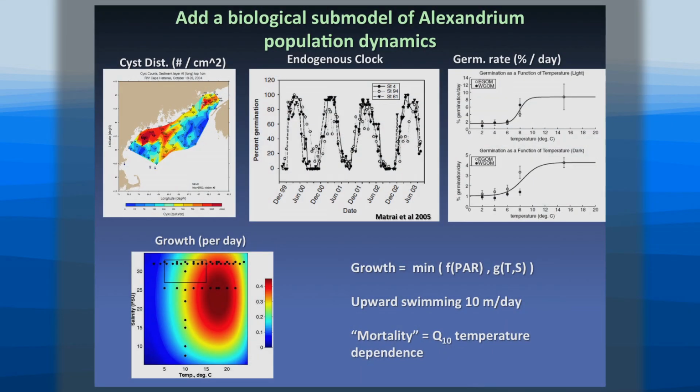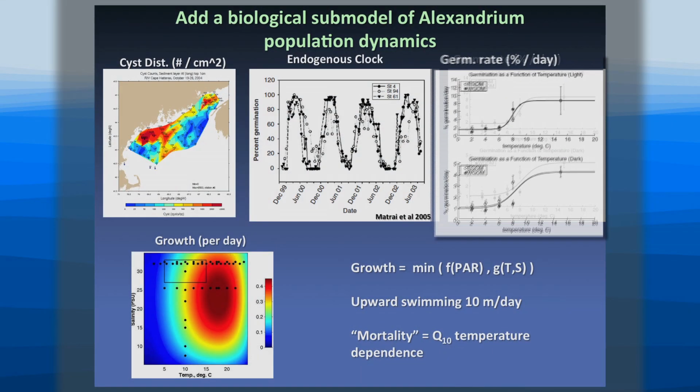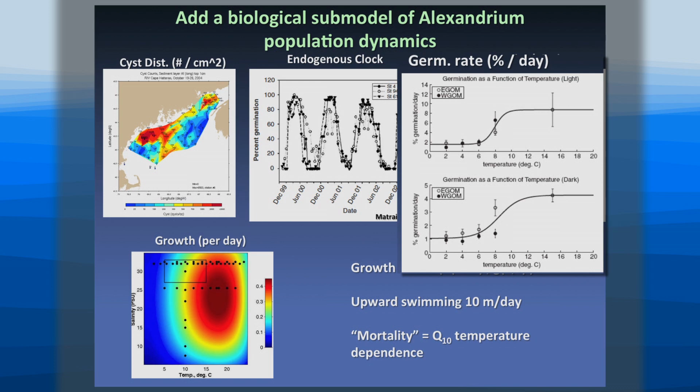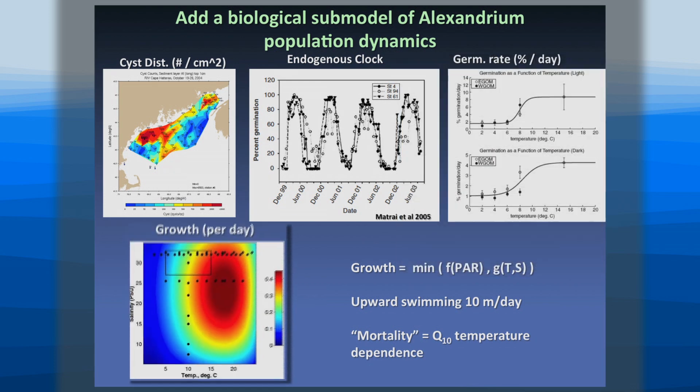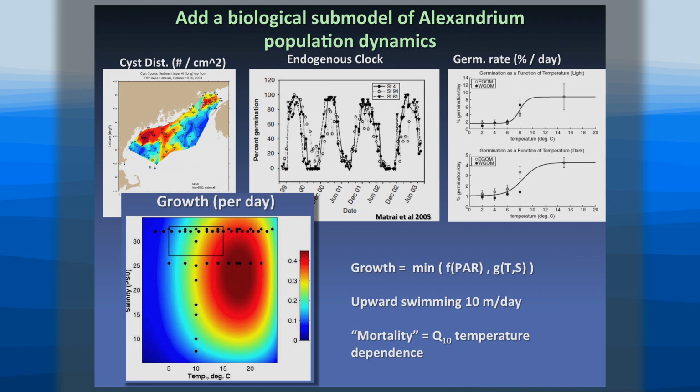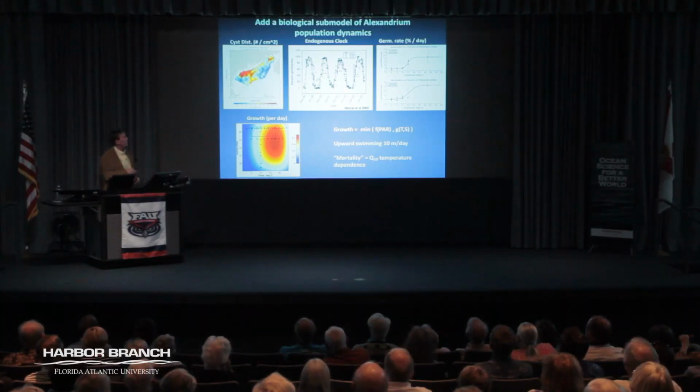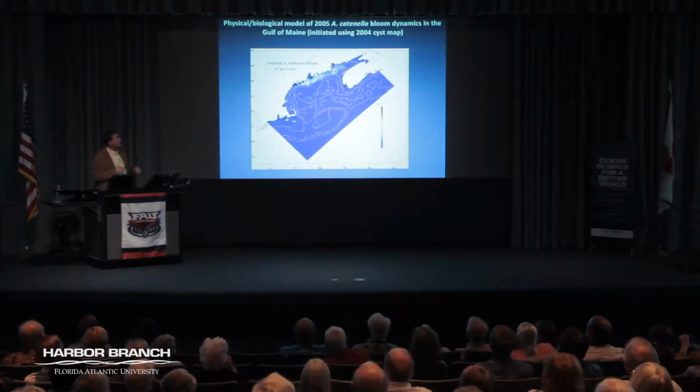Once you've got them germinating, you need to know how fast they're going to germinate, and that's what's shown here. Once they've germinated and are swimming around, we have to know how fast they grow as a function of salinity and temperature and light, and we put all of that in this model, give them a little bit of swimming behavior, and I'm skipping by years and years of work, but the result is here.